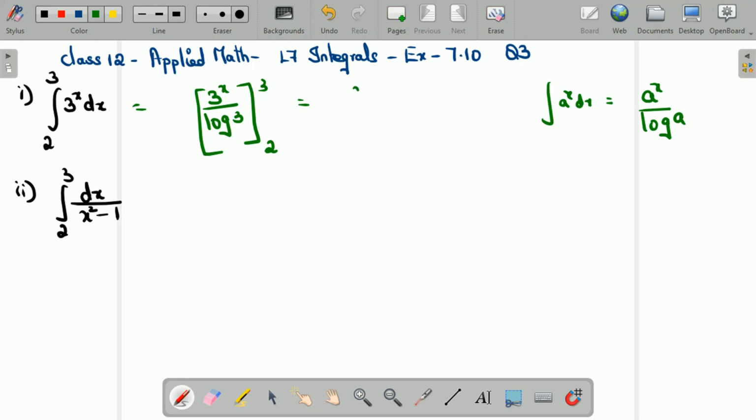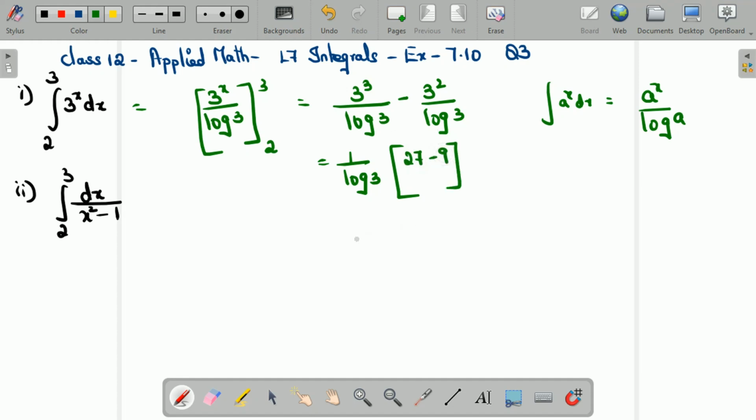So this is going to be 3^3 divided by log 3 minus 3^2 divided by log 3. Now this 1 by log 3 is a constant in both the limits, so I'm taking it outside. So this is 3 cube, which is 27, minus 3 square, which is 9. So this is nothing but 18 divided by log 3. So this is the answer for the first subdivision.